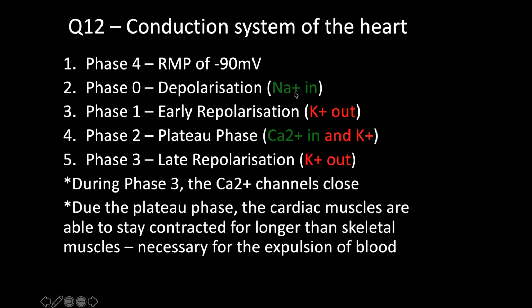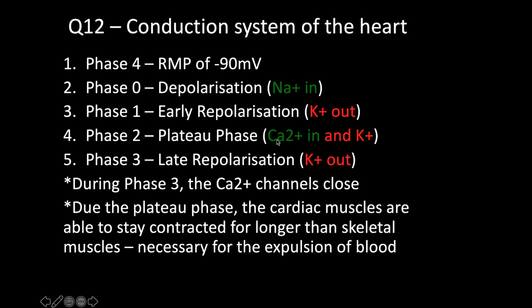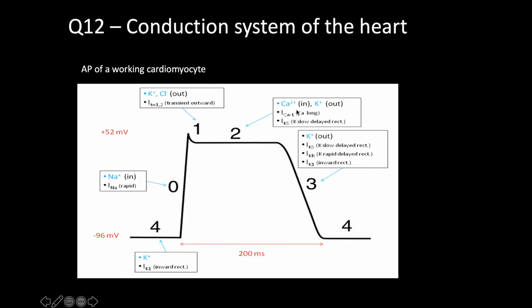Phase 1 is early repolarization. At this point, there is an efflux, so potassium ions are leaving the cell. That means fewer cations inside the cell, so there's early repolarization going on. But around this time, you have the plateau phase, and that's because you have an influx of calcium ions. The long-lasting calcium channels, the L-type channels, open, and you have an influx of calcium ions coming in. And then after phase 2, just before phase 3, these calcium channels close, and you no longer have an influx of calcium ions. You only have an efflux of potassium ions leaving the cell.